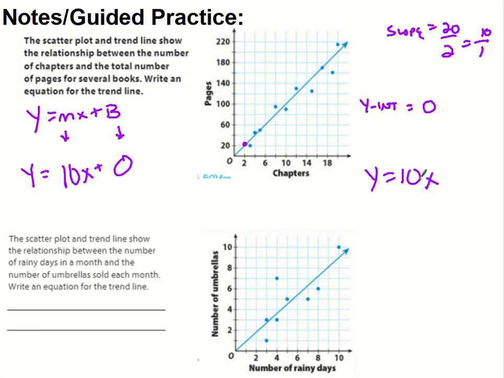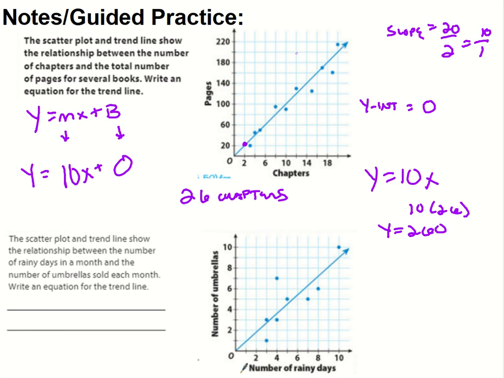Okay. So now I could say, well, hey, let's use this equation. If a book has 26 chapters, how many pages do we think it's going to have? I can plug in 26. That's 10 times 26. And that's going to give me 260. So my prediction is that it's going to have about 260 pages. Now, of course, that doesn't have to be exact, but that's a prediction I'm going to make. That should be relatively close.